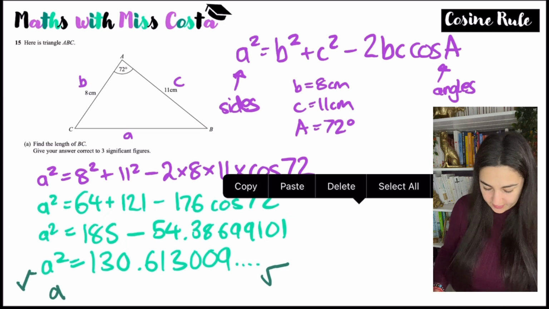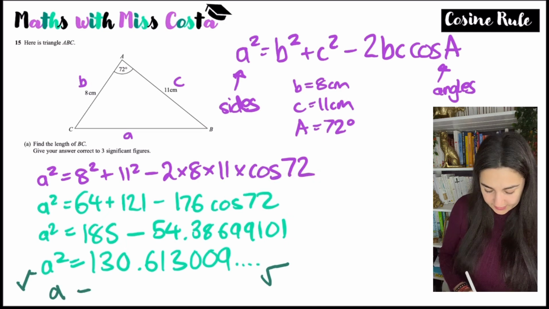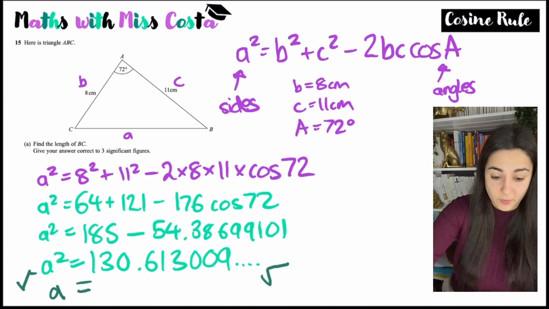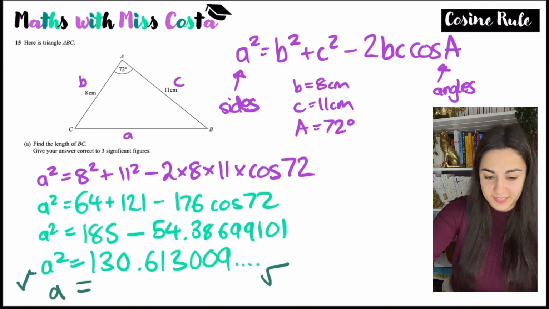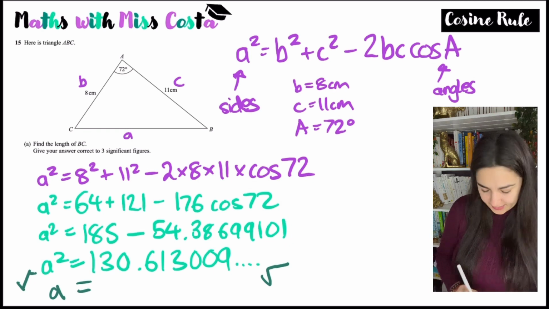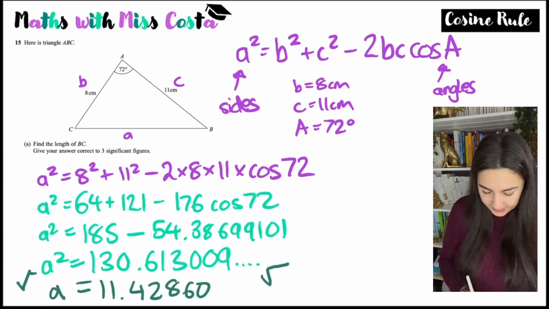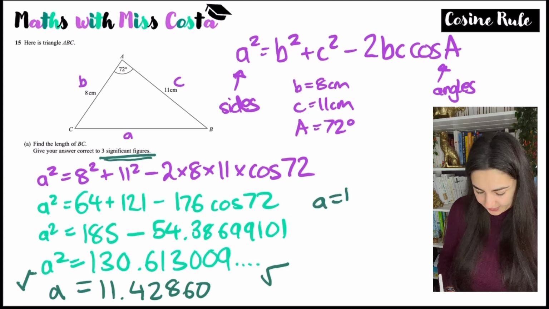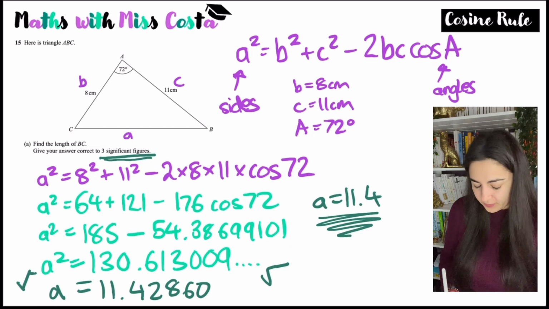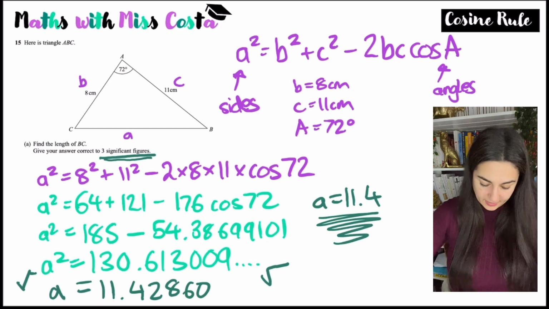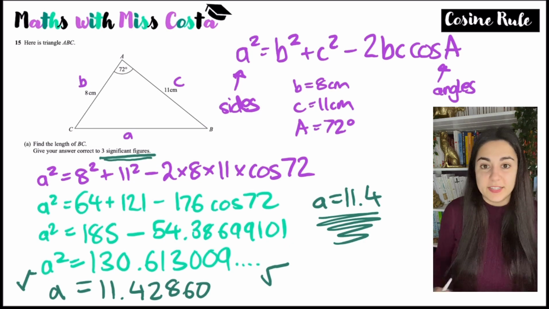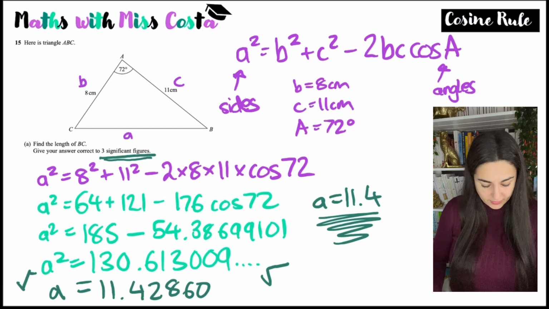So a is the square root of, once again, you could do the square root of answer, which is 11.42860, and so on. But they've said give your answer to 3 significant figures. So a is 11.4. And that's how we do that. So obviously BC is equivalent to A.